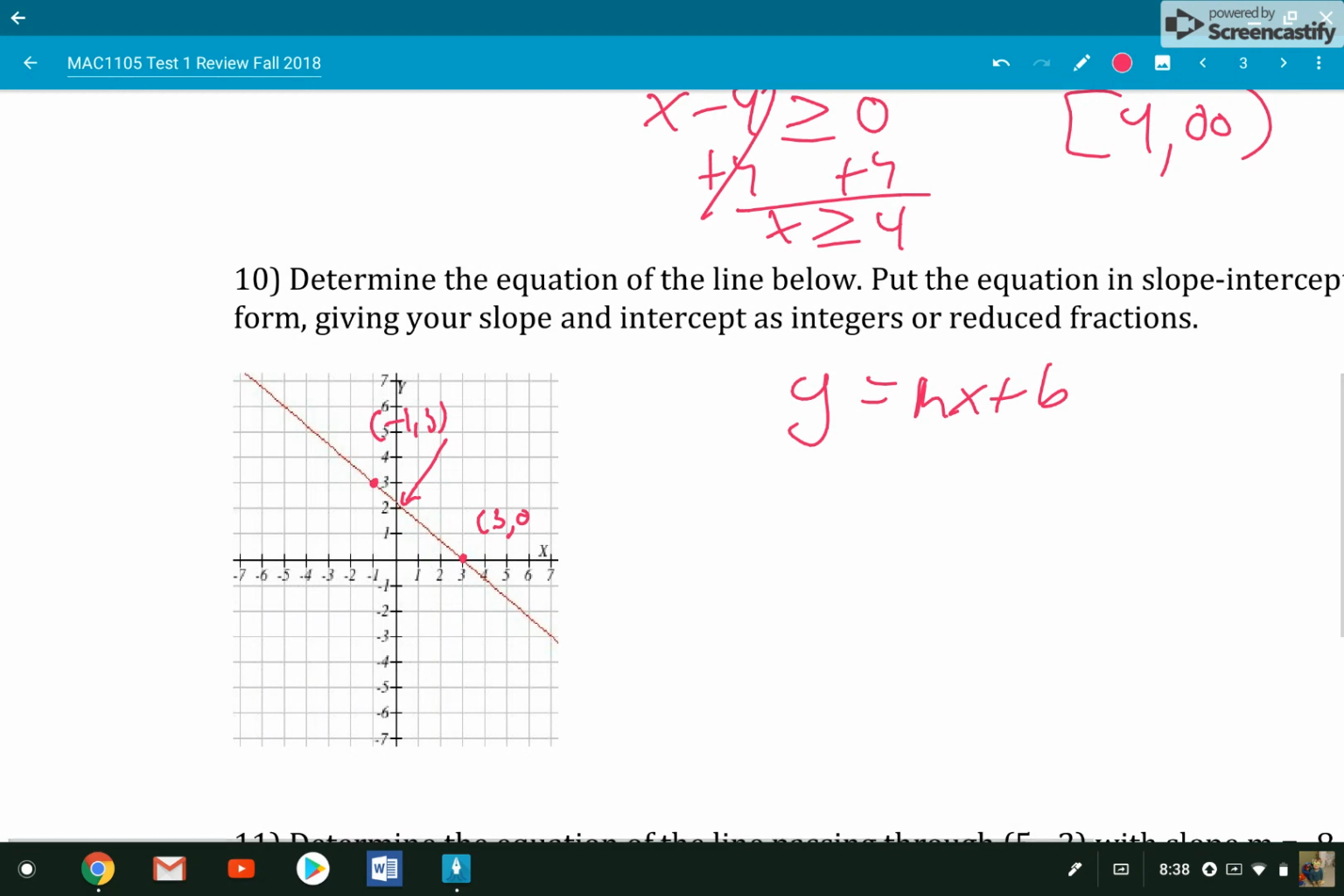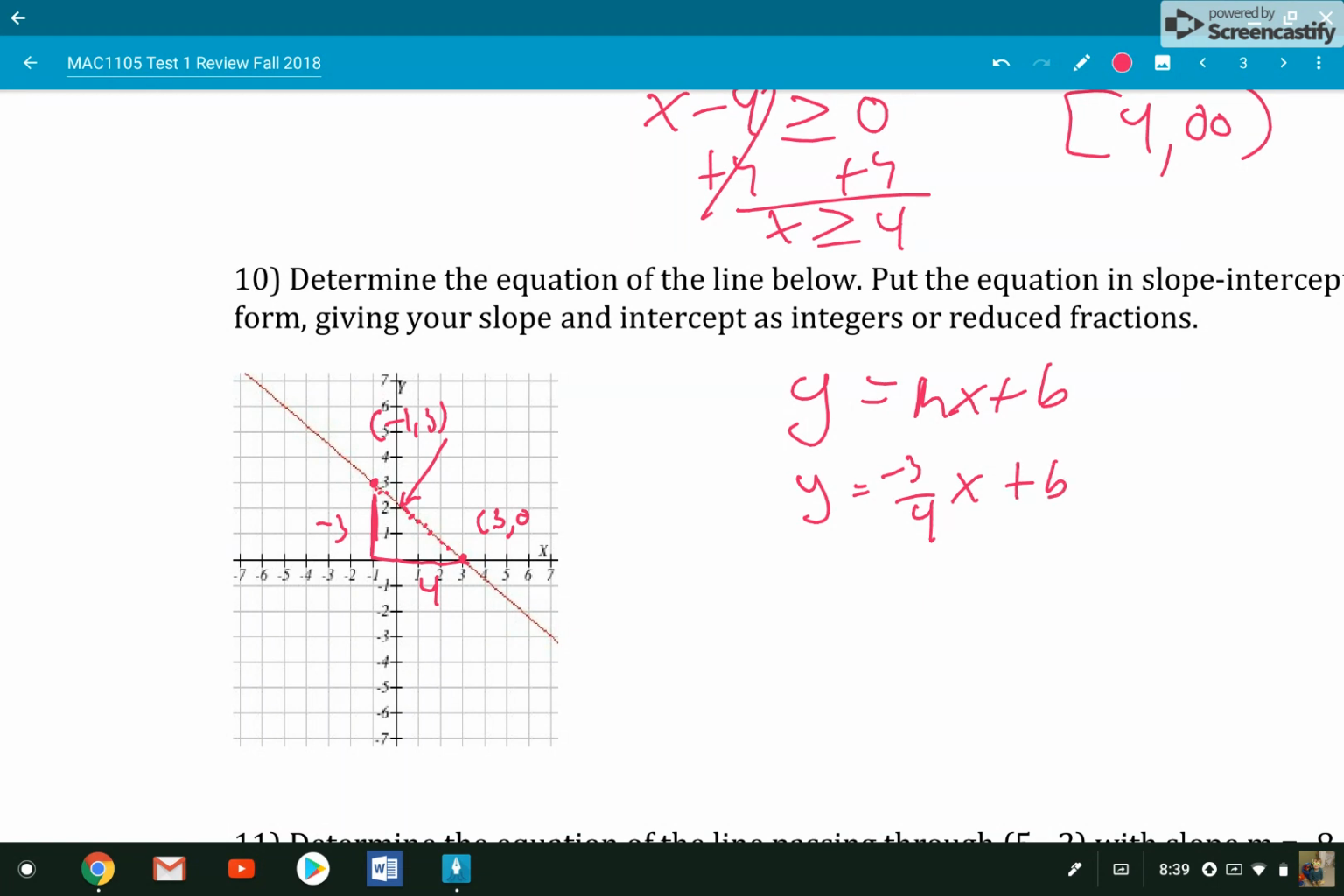I can begin by finding the slope, so the rise over the run. To get from the point on the left, the -1, 3, to the point on the right, the 3, 0, you've got to go down 3 units. You've got to run to the right 4 units. So my slope here is y equals -3/4 x. My rise over my run, I would have to go down 3, I'd have to go to the right 4. So my slope is -3/4, plus b.